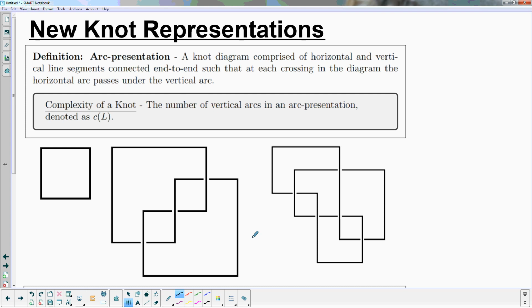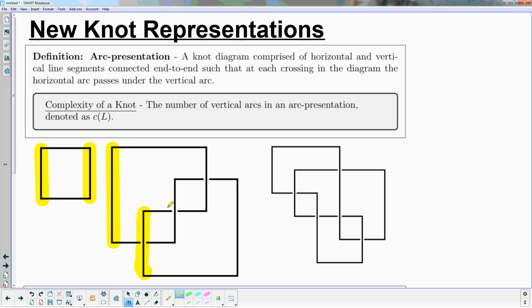Heavily related to that definition is the complexity of a knot. When dealing with the complexity of a knot, it's all about the number of vertical arcs that you find in your diagram. We think of the unknot as being a pretty trivial knot, at least the trivial representation of it. It still has complexity 2. That's our goal, that's what we want to get to: a knot that has complexity 2, at least in the arc presentation.